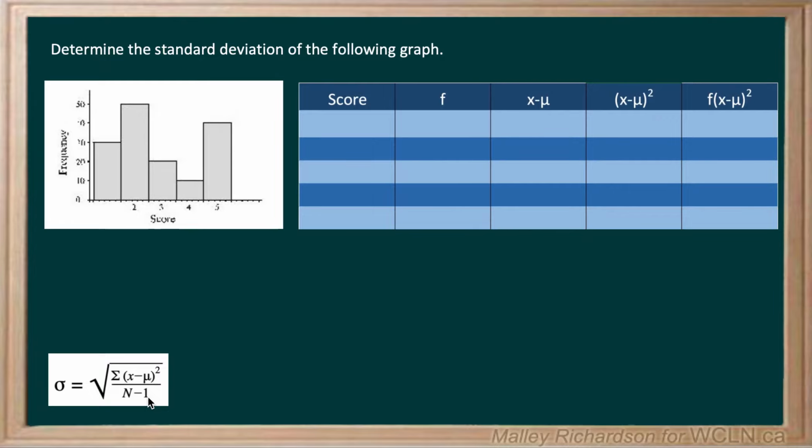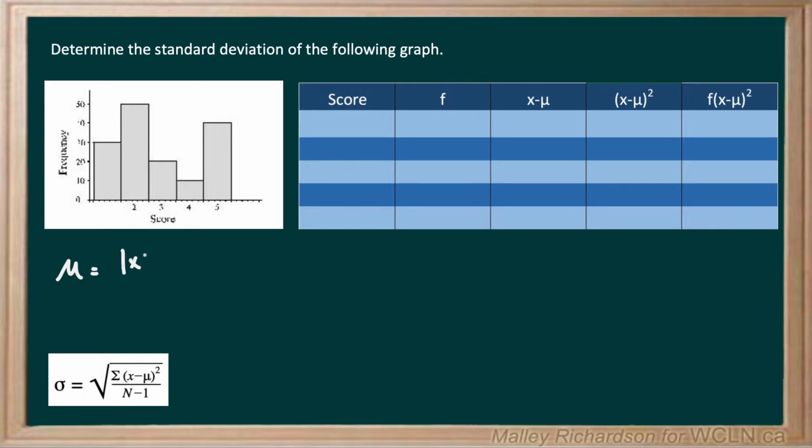So to solve this problem, we first want to find the mean of the graph. Now remember, the mean is the sum of all values divided by the total number of values. Now remember, the frequency tells us how many times the score appears. So to find the sum of all values, we take the score and multiply it by its corresponding frequencies.